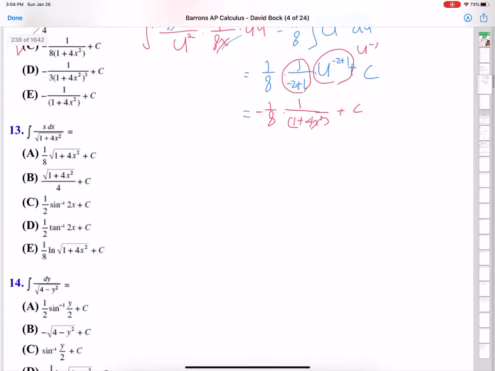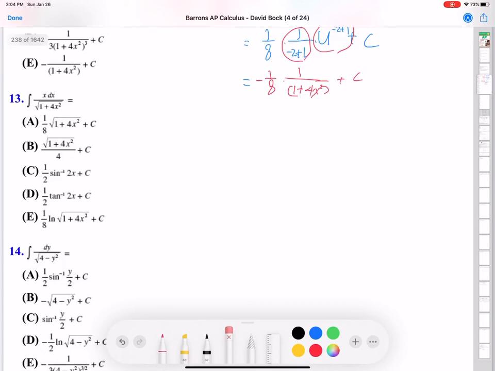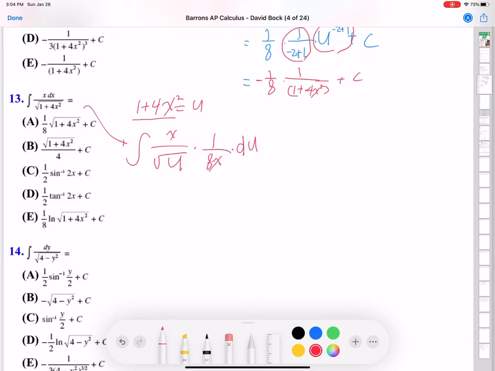Let's go to number 13. Number 13, another u substitution. You know which part is u now, right? 1 plus 4x squared, definitely. That part is going to be the u part. And then what happened? x over square root u, and then change dx to du. 1 over u prime, the derivative of the u part, 8x du. And then the x and dx cross out. 1 over 8, again coefficients. Integral 1 over root u. That means u to the negative 1/2 power du.